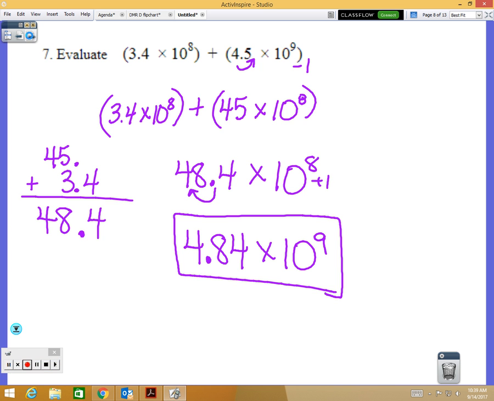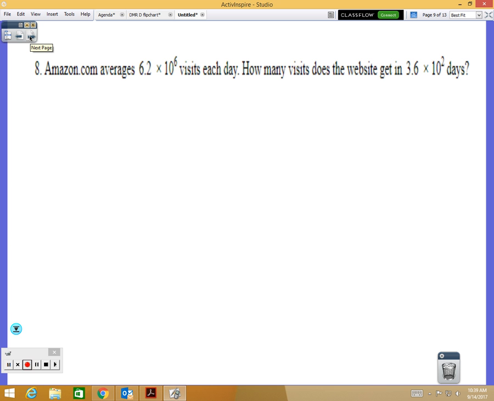All right, our next problem, number 8. Amazon.com averages 6.2 times 10 to the 6th visits each day. How many visits does the website get in 3.6 times 10 to the 2nd days? So, do we need to multiply or do we need to divide? We need to multiply. Because if I said there were 5 visits each day and there were 30 days, you would do 5 times 30, okay? So sometimes just putting in easier numbers for things lets you know if you need to multiply or divide, all right? So again, we're going to multiply.